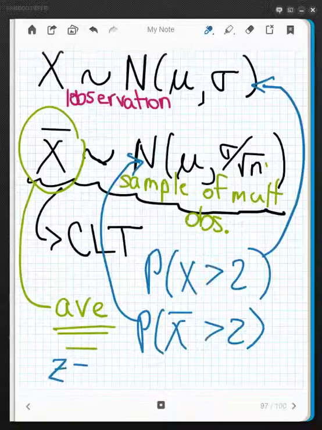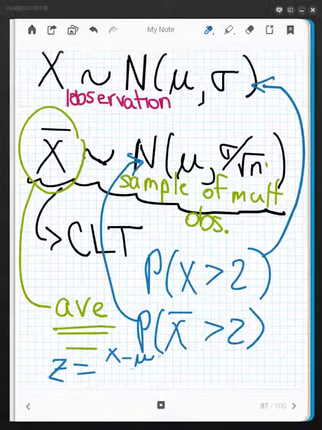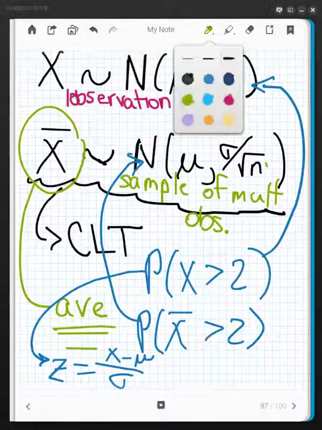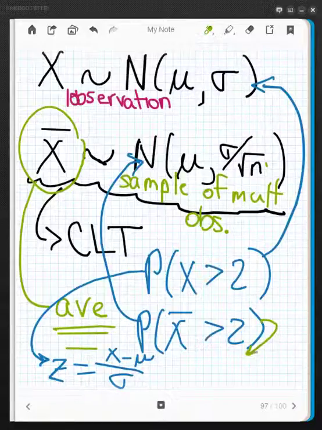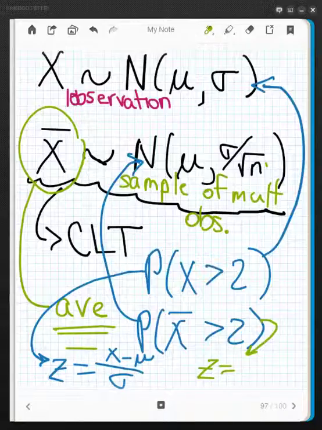And remember that we would have to standardize. We're going to find a z-score to then look that probability up. So x minus mu divided by sigma for this one, and for our other one, the x bar, our z is going to look like x bar minus the mu divided by our standard error, sigma divided by the square root of n.